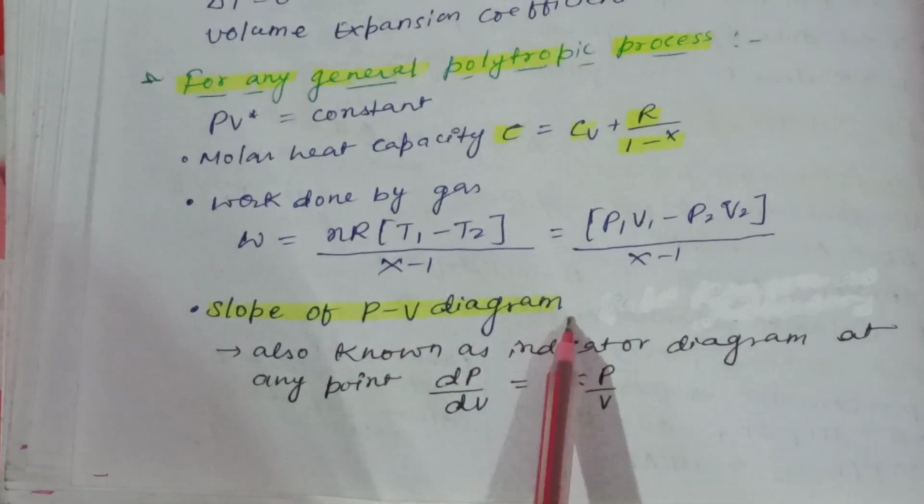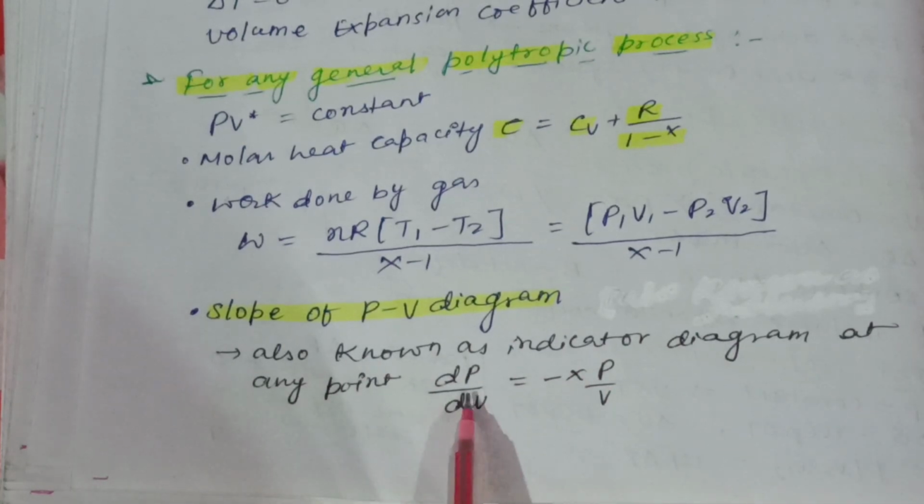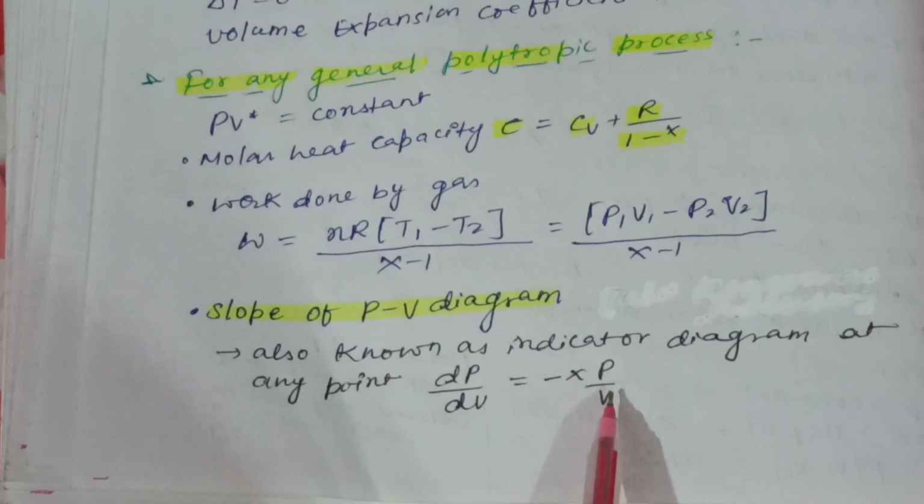Slope of the PV diagram, also known as the indicator diagram, at any point, dP upon dV is equal to minus x P upon V.